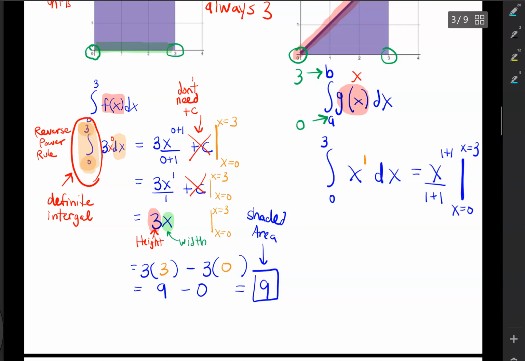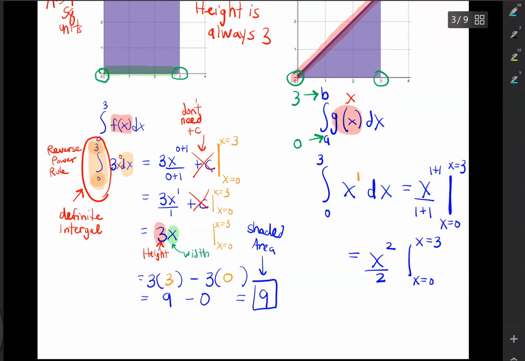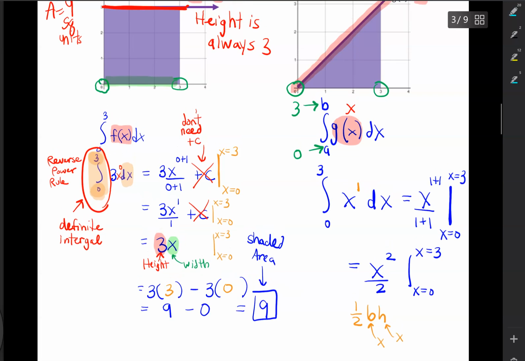Okay. So that would give me an x squared over 2 from 0 to 3. And y'all, that's just the area of a triangle. Isn't it just 1/2 base times height? But my base is an x and my height is an x, because they're the same thing here.